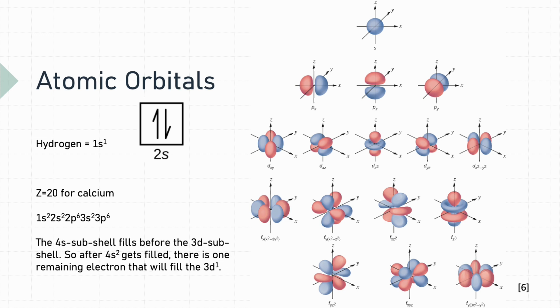The 4s subshell fills before the 3d subshell. So the 4s gets filled, and then there's 1 electron left for the 3d. So that gives us this electron configuration for calcium.